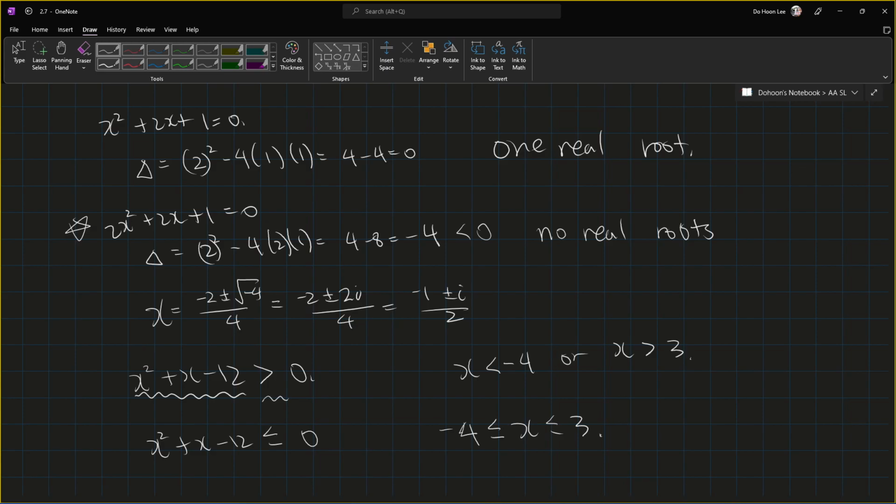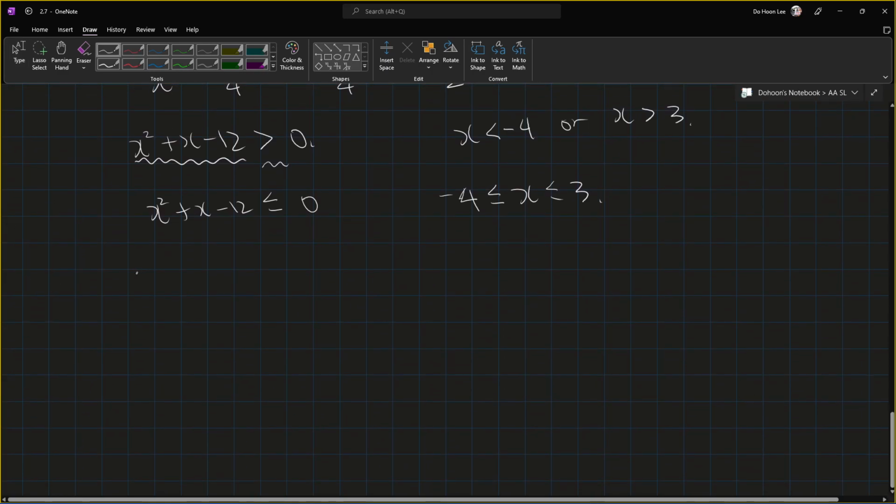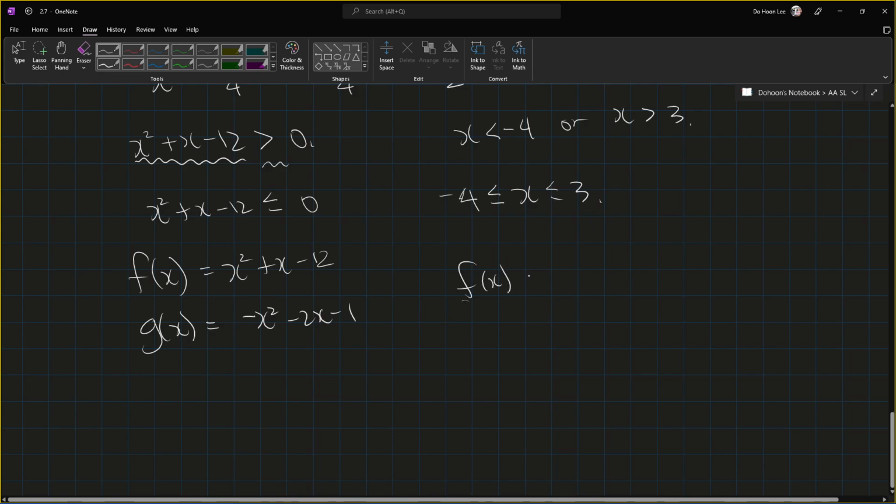Sometimes in IB exams, you will get questions that have f of x is greater than g of x. There are two ways to solve this. You can graphically solve by drawing both graphs and looking for the points where f of x has a higher value than g of x. For example, let's take f of x is x squared plus x minus 12, our usual one, and g of x is negative x squared minus 2x minus 1. I want to find the values of x where f of x is greater than g of x.